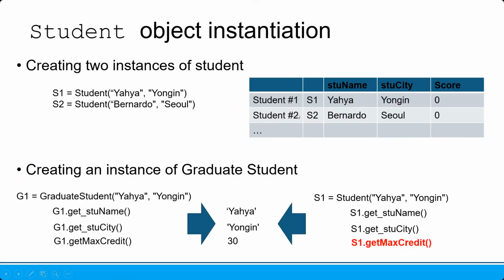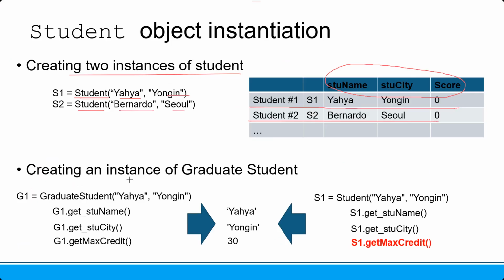Okay, so this is the explanation. I'm creating two instances of the student. If I create the object with the student class, then I can only get the properties from the student class. So if I create the student, Union Student Bernardo, then this will be the information.